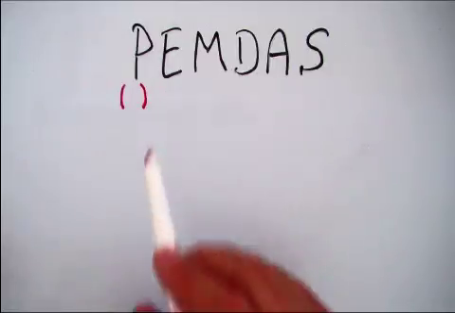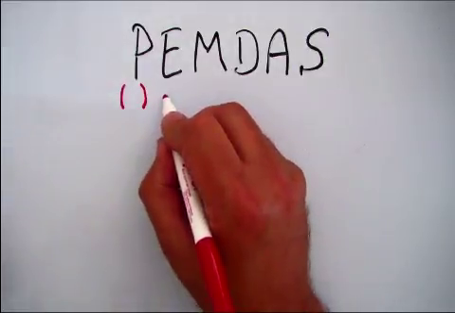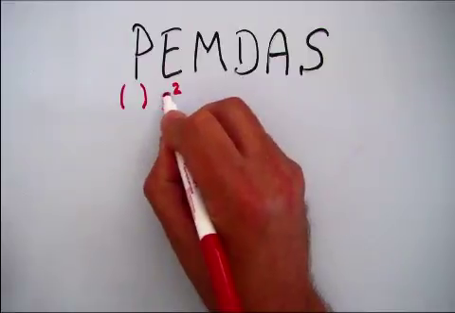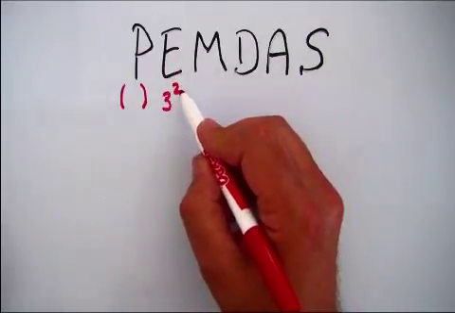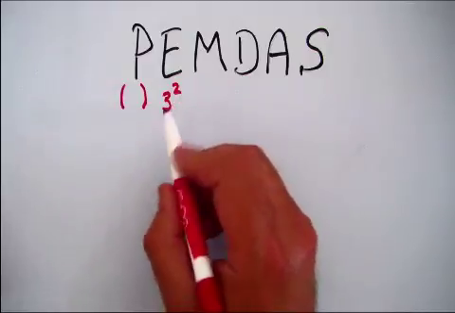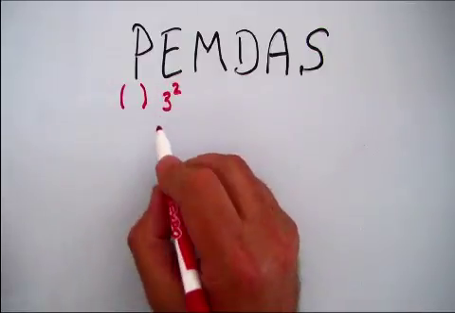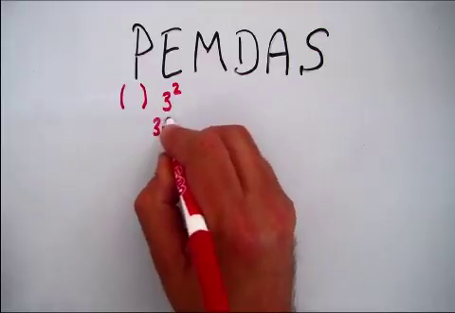The E is something that we call exponents. Like if I said 3 to the second power. What does 3 to the second power mean? Well, the exponent is the 2, and what that means is that we do the exponents next. 3 to the second power just means do 3 and then times 3.